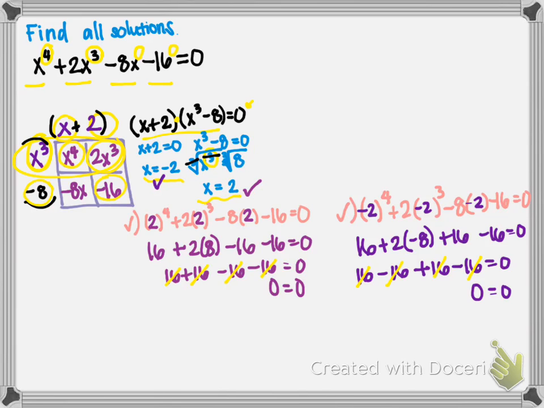So now maybe you can try one. Try this one: x cubed minus 3x squared minus x plus 3 equals 0. You should look for solutions, and look for 3 of them.